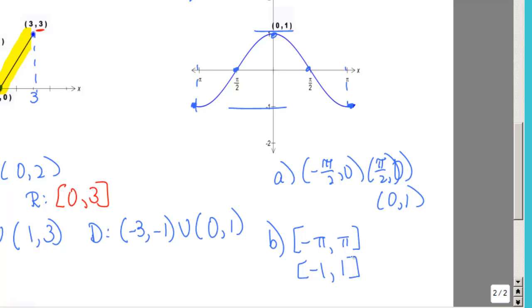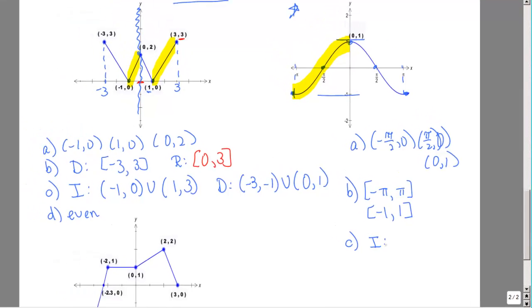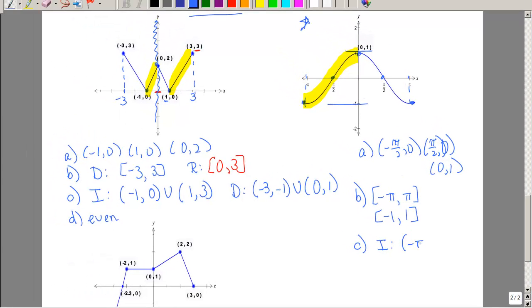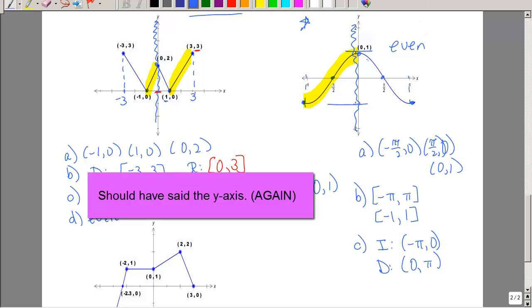Where is it increasing, decreasing, or constant? So increasing here, decreasing other places, increasing from -π to 0, and decreasing from 0 to π. And of course, this is also an even function. It's reflected in that y-axis. The right side looks just like the left side.